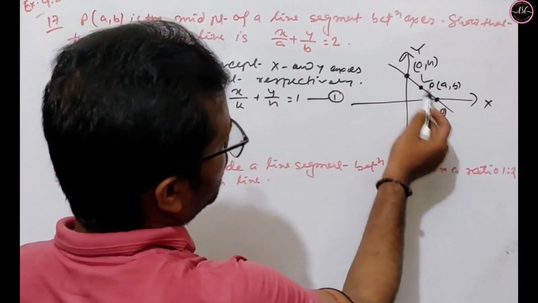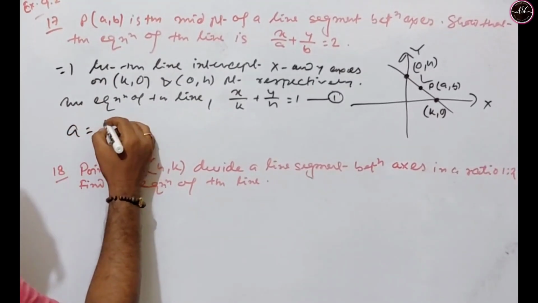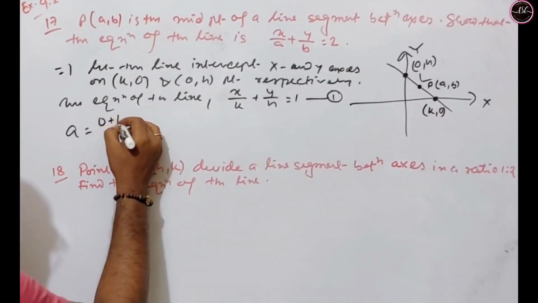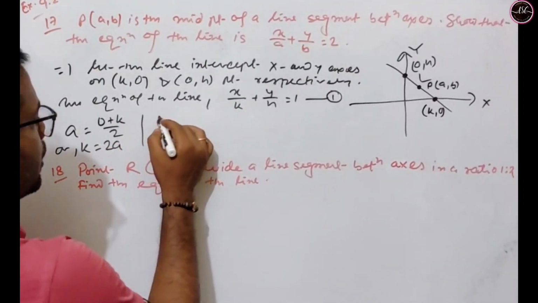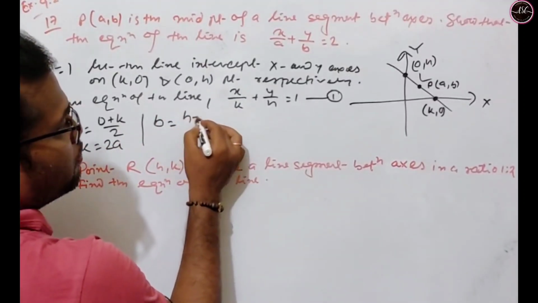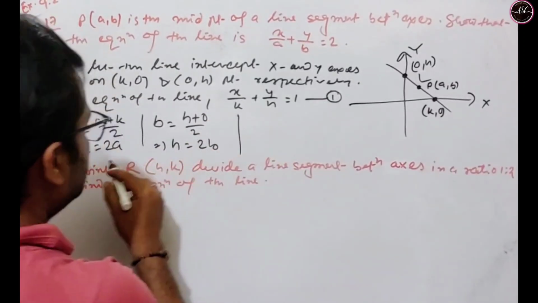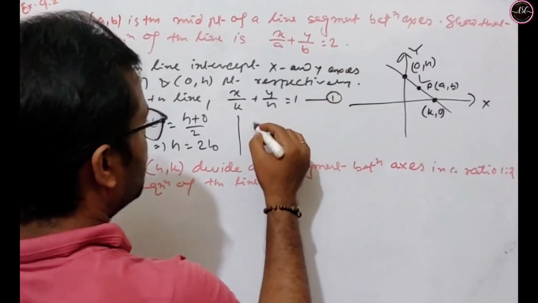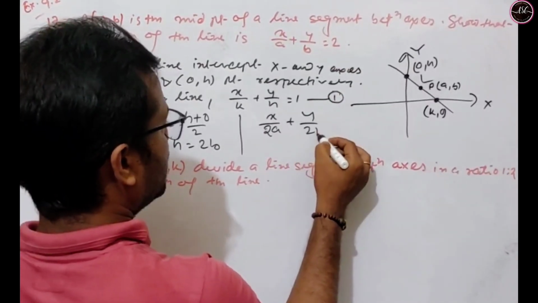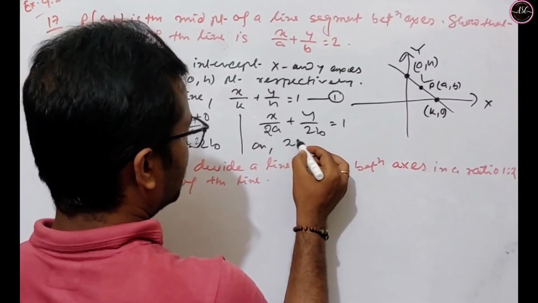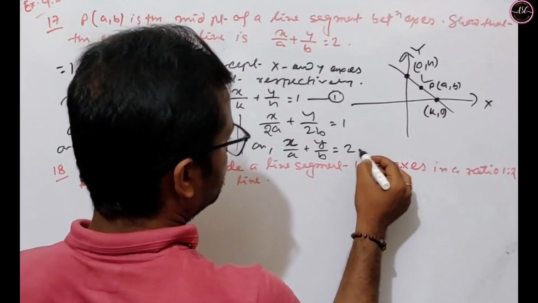P is the midpoint between these two intercept points. So we can write a equal to 0 plus k by 2, or k equal to 2a, and b equal to h plus 0 by 2, that means h equal to 2b. Putting the values of k and h in equation 1, x by 2a plus y by 2b equal to 1, or x by a plus y by b equal to 2. Proved.